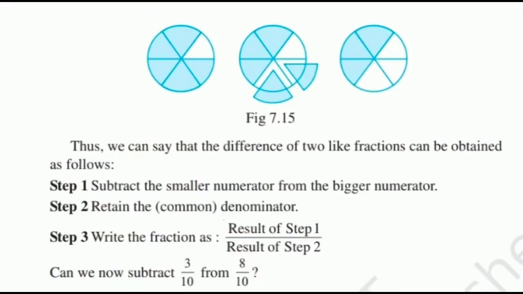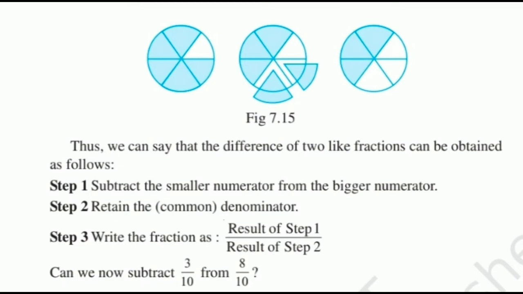You can see in figure 7.15 how the operation has been done. Thus, we can say that the difference of 2 like fractions can be obtained as follows. Subtract the smaller numerator from the bigger numerator, retain the denominator. Write the fraction as the result of step 1 over the result of step 2.